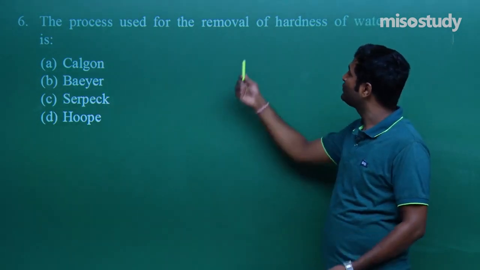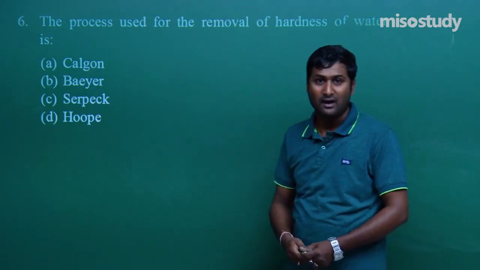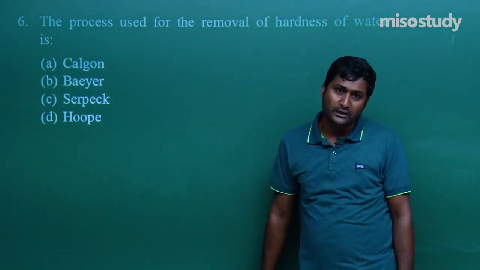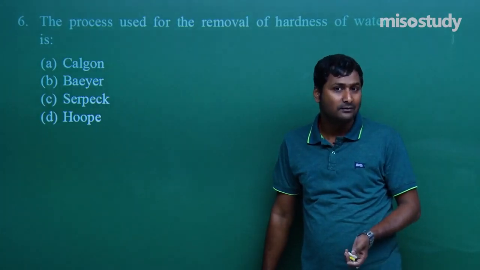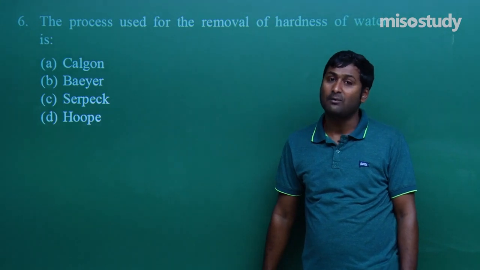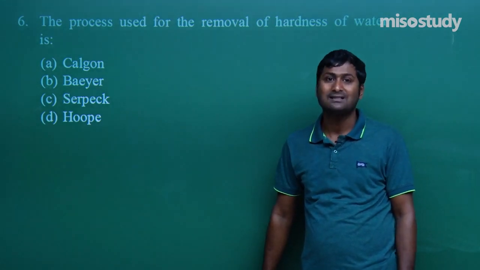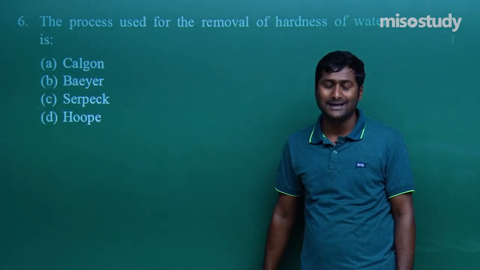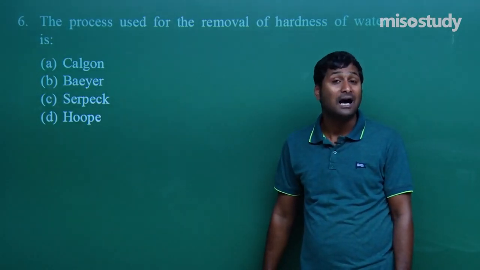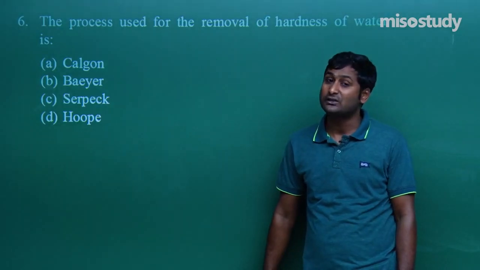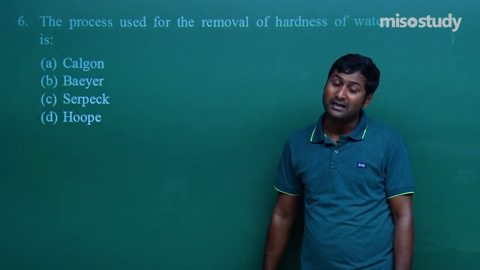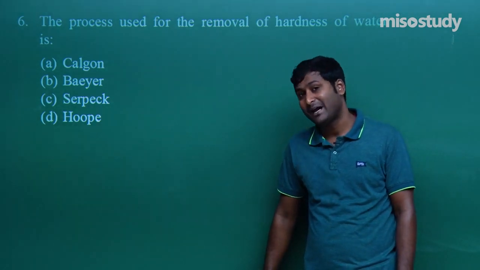The process used for the removal of hardness. First of all, tell me what is hardness. Hardness is in those waters which do not form lather. Those waters which do not form lather easily with soap are known as hard water, and which form lather easily are known as soft water. What is the reason for hardness? Due to the presence of bicarbonate, chloride and sulfate of calcium and magnesium.